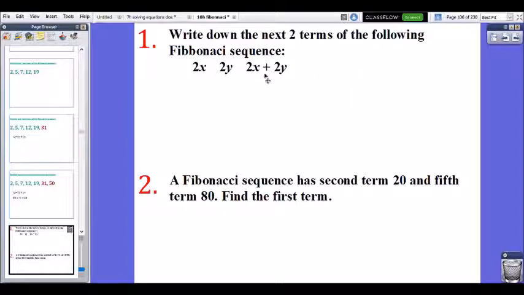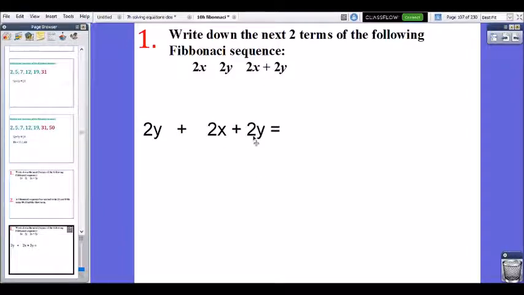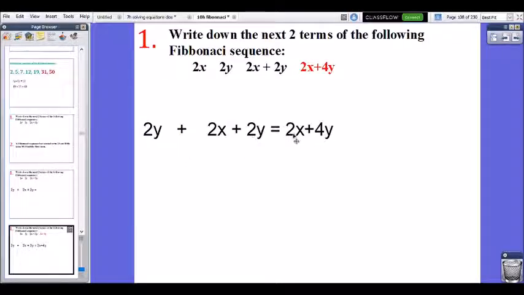So I've got 3 terms, I need to find the next 2. Just because it's algebra, that shouldn't scare us off. We know how to add together algebraic expressions, don't we? So let's take the last 2 terms we've got so far. I need 2y and 2x and 2y, I need to add them together. So 2y plus 2x plus 2y, collect my like terms, 2y plus 2y gives me 4y, and I've also got 2x.